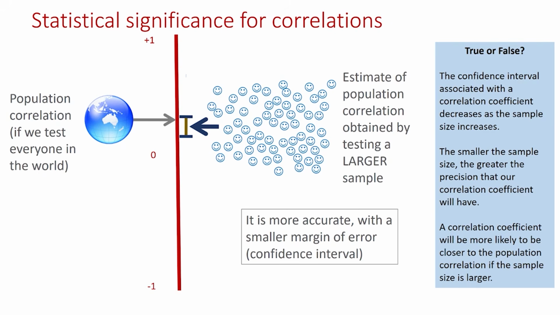Okay. Third one, correlation coefficient will be more likely to be closer to the population correlation if the sample is larger, so that's true. The bigger the sample size, the more accurately we're estimating that population correlation.